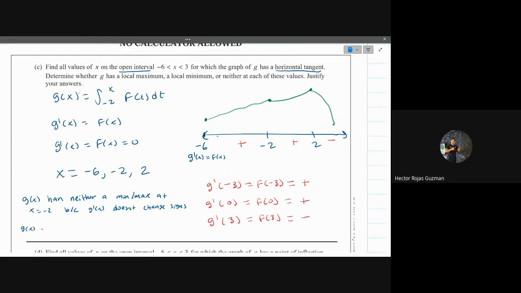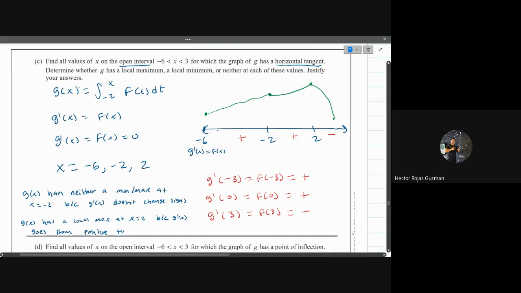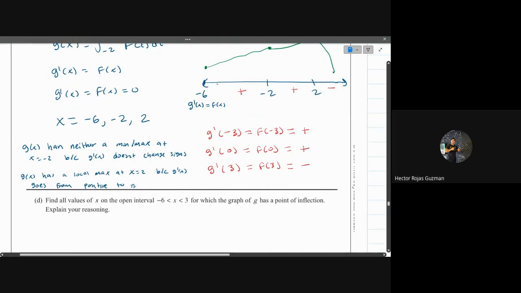G of x has a local max at x equals 2 because G prime of x changes from positive to negative. Okay.